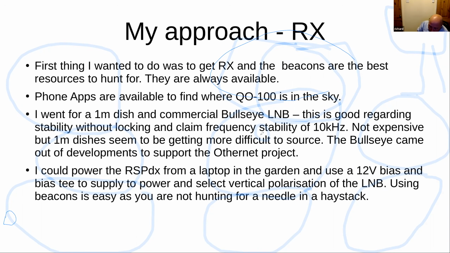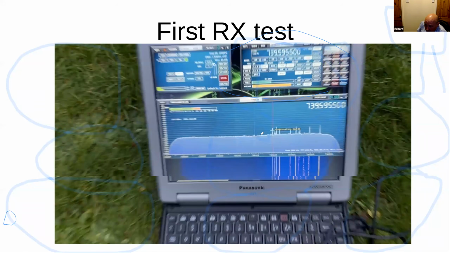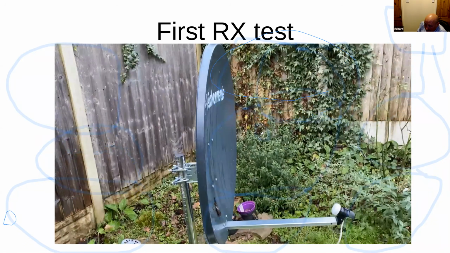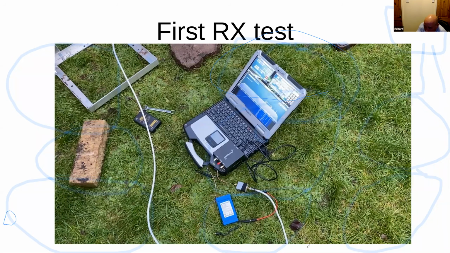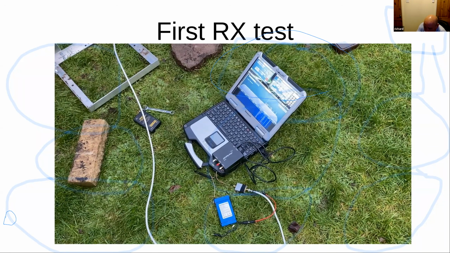I think it came with it, actually. I was using the RSPDX for something else, so I thought I'd take that into the garden, power it all up, and see whether I could actually find it. I got to a point where I could start to receive the signal. This is the first test that I did. As you can see, very cheap LNB, a bit of standard satellite coax to the bias T, and then the bias T connecting to the RSPDX, and just a cheapo battery to supply power to the LNB. And that got me a signal.